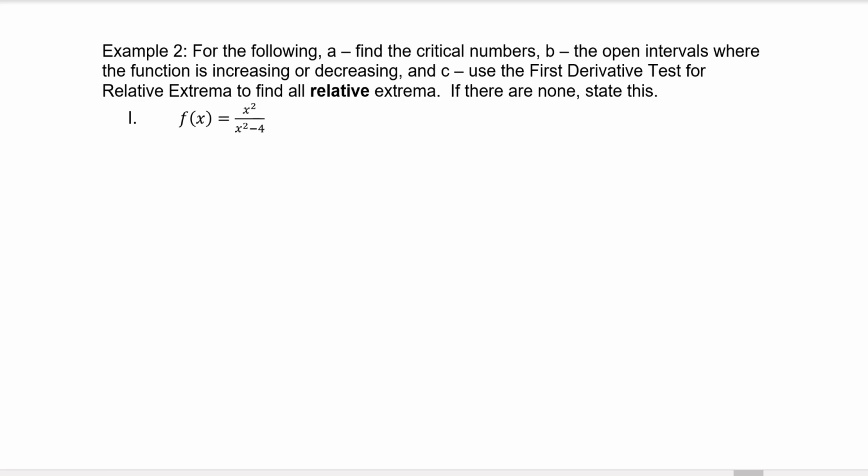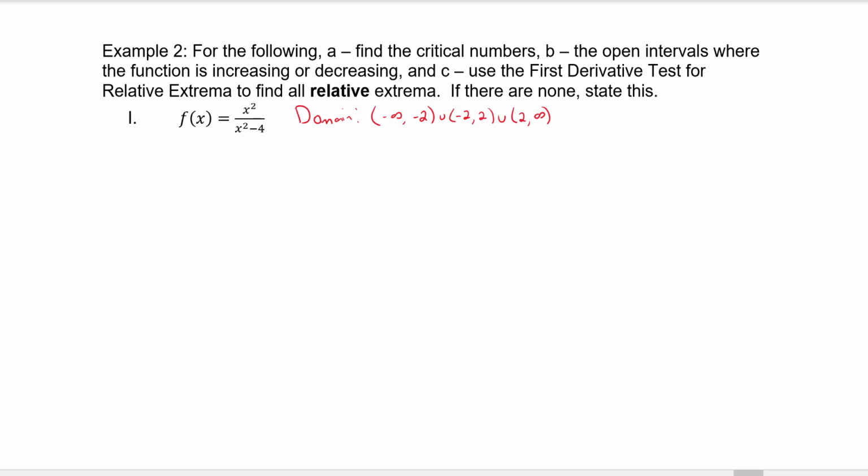For the first part, we've got to find our domain. That's always going to be your first step. Find the domain. In this case, set x squared minus 4 equal to 0, and you get your domain: negative infinity to negative 2, union negative 2 to 2, union 2 to infinity.